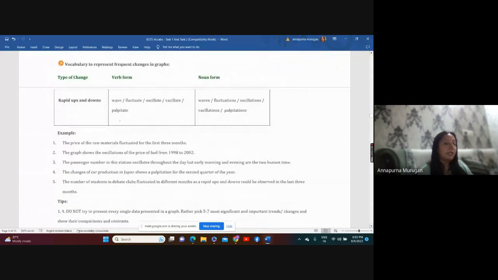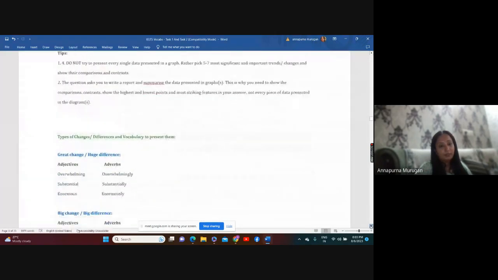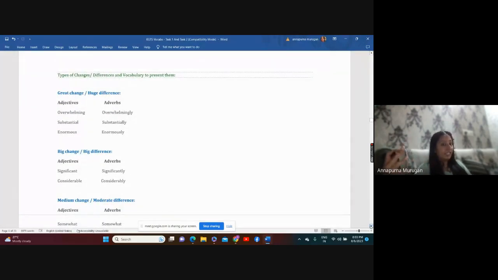And for rapid ups and downs, not just fluctuate. Waving also you can take. Oscillates also you can take. Vacillate also you can take. Palpitate also you can take. So we have used all these words and it is in the form of sentences. Now I'll just quickly show this one. Yeah, if you want to show great change, big changes, medium changes, you can use words like overwhelmingly, substantially, enormously, or enormous.